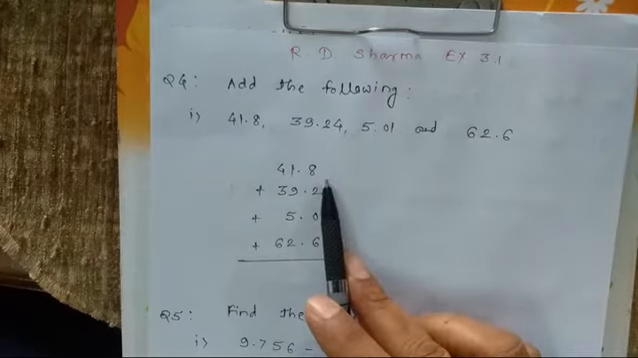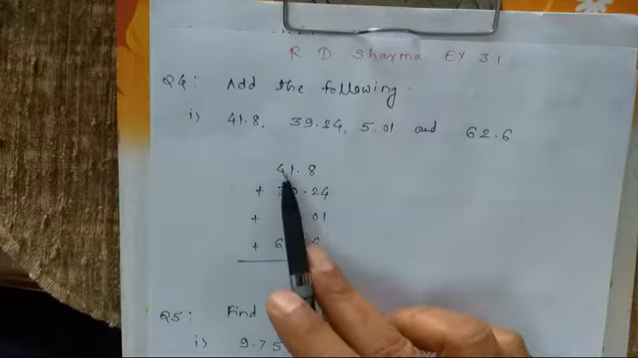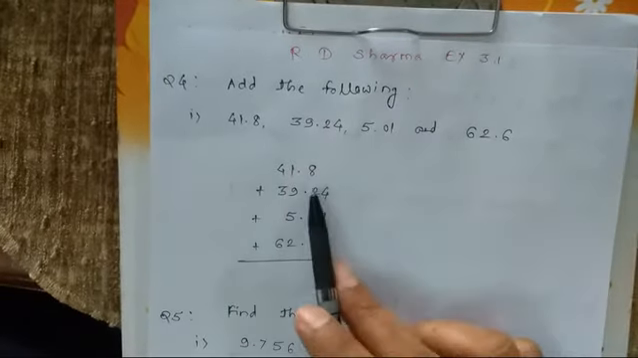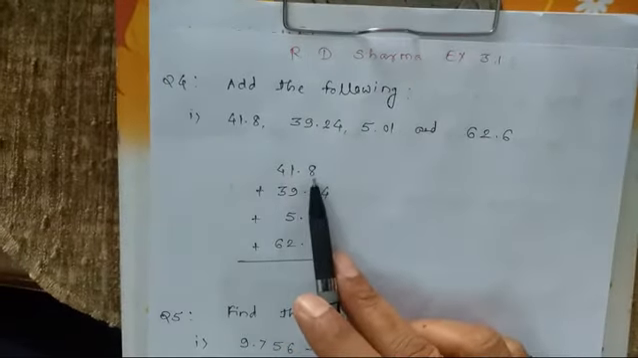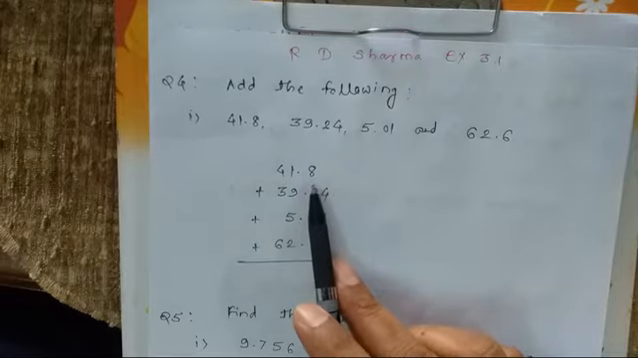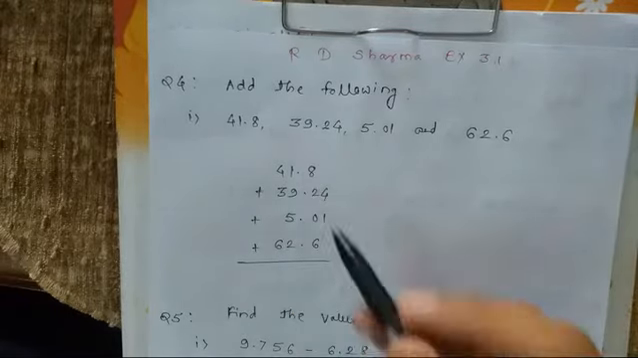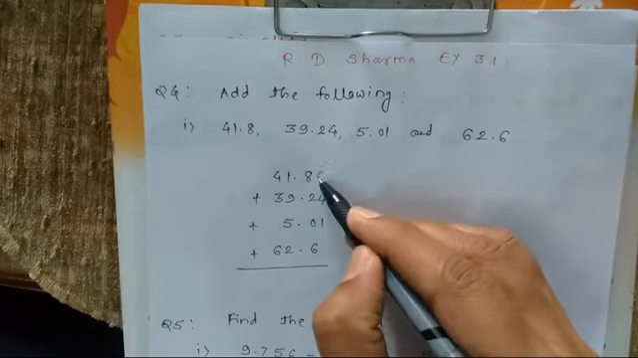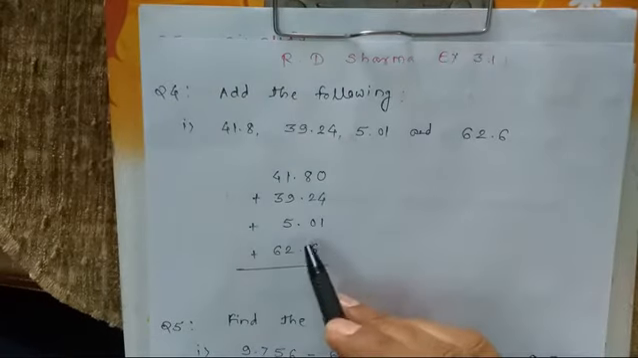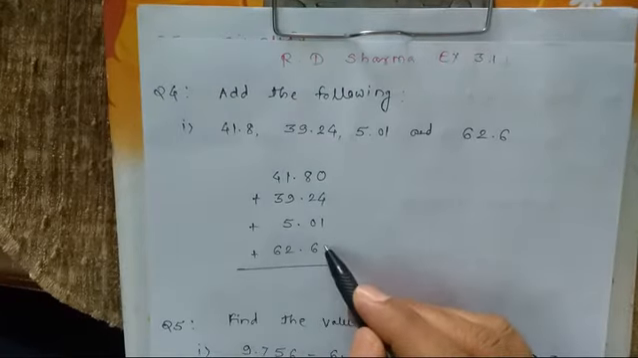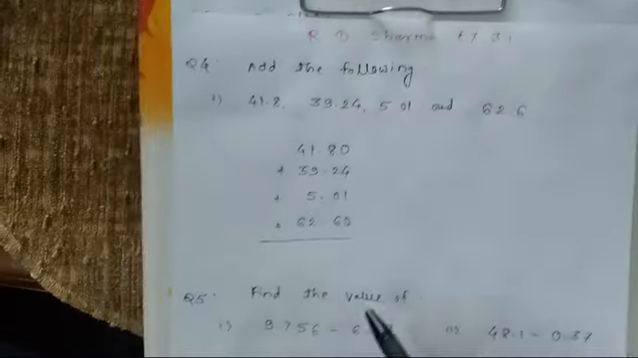First, let's write them in columns. So we can write these given decimals like this. And since these given decimals are not like decimals, let's first convert them into like decimals. So 41.8 can be written as 41.80, then 62.6 can be written as 62.60, and now let's add them.